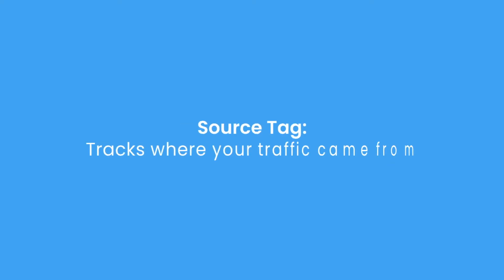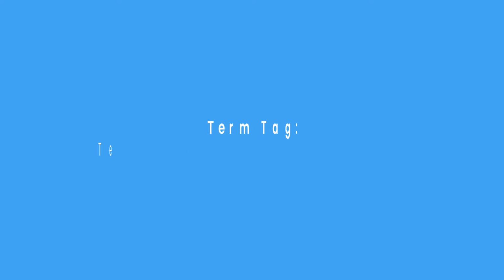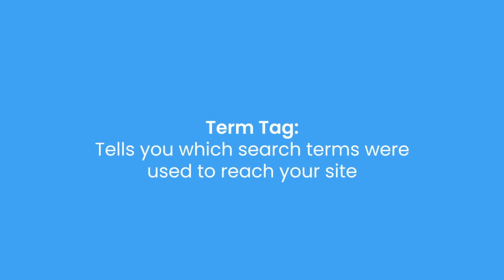The next tag is a source tag, which does what it says on the tin. It tells you the website or source that this user came from. Our third tag is called medium. There are different types of mediums of advertising on the internet, such as pay-per-click or social media. This tag helps you to differentiate between them. Next up is a term tag, which helps you to track the search keyword a visitor typed in order to get to your site. That one's super useful.